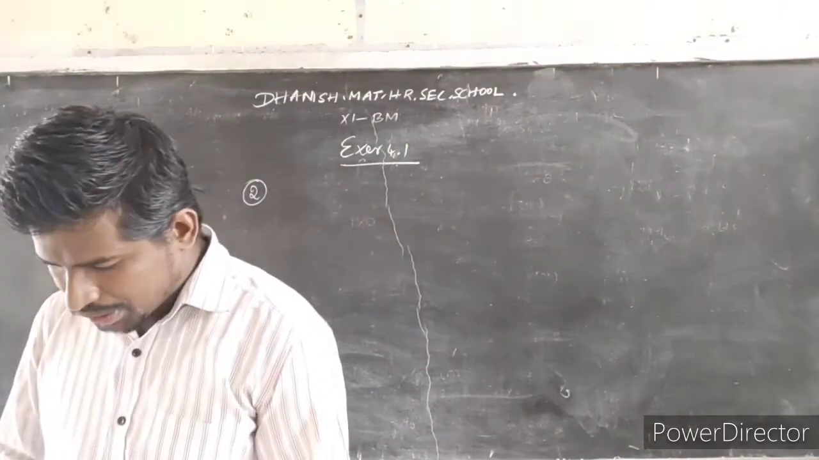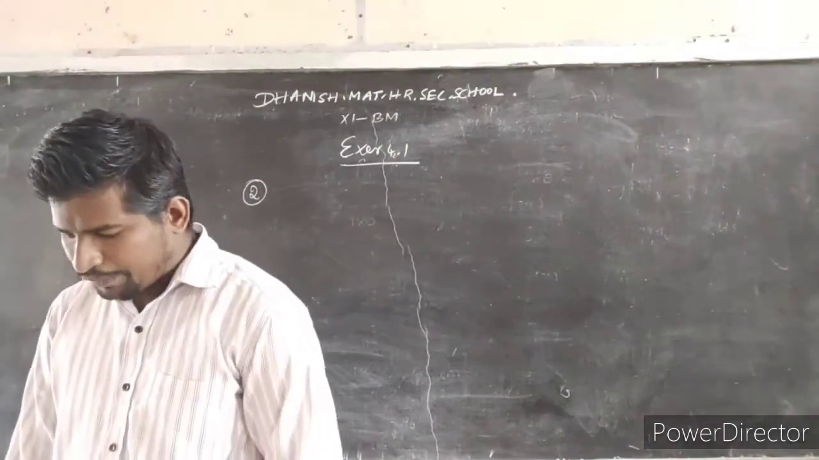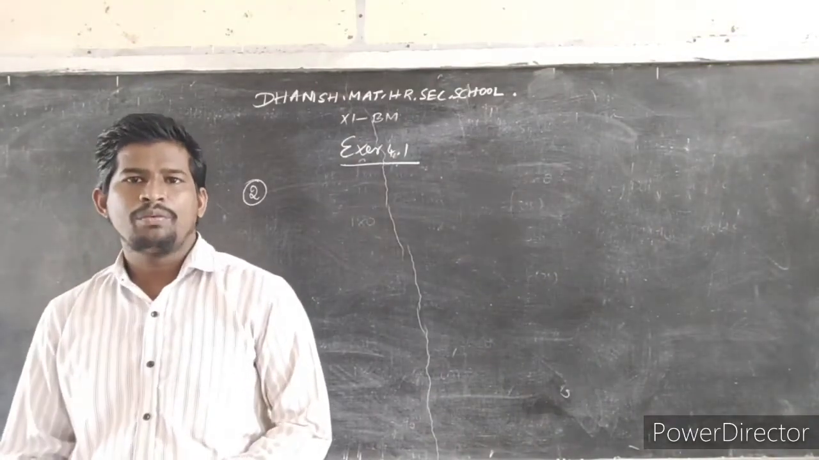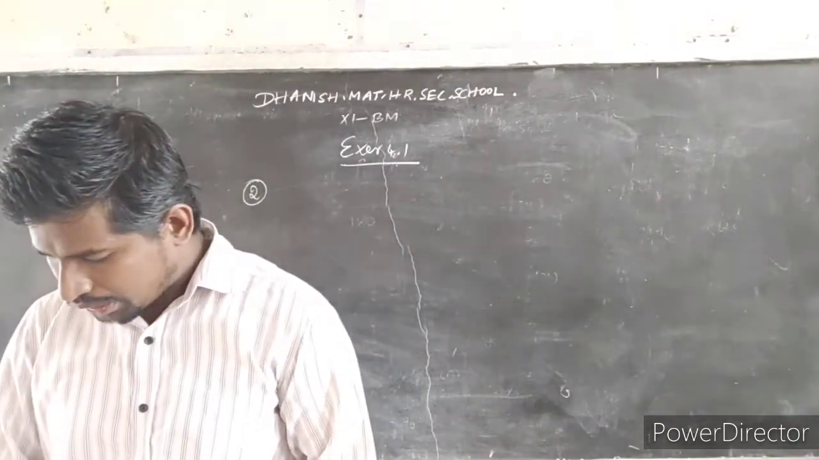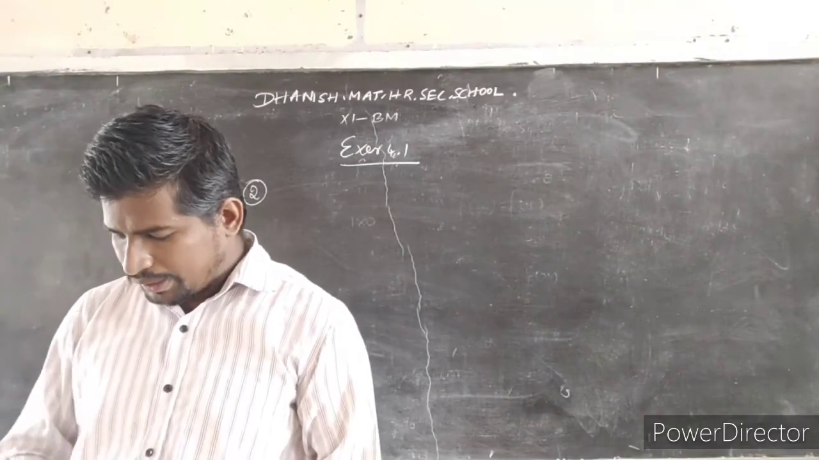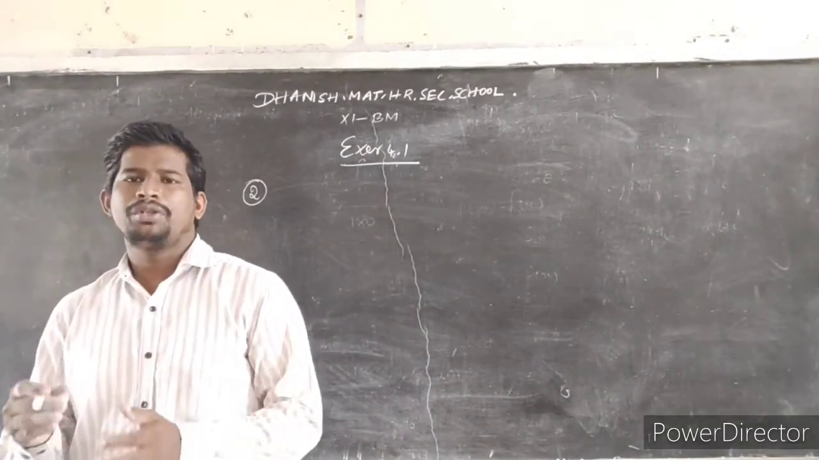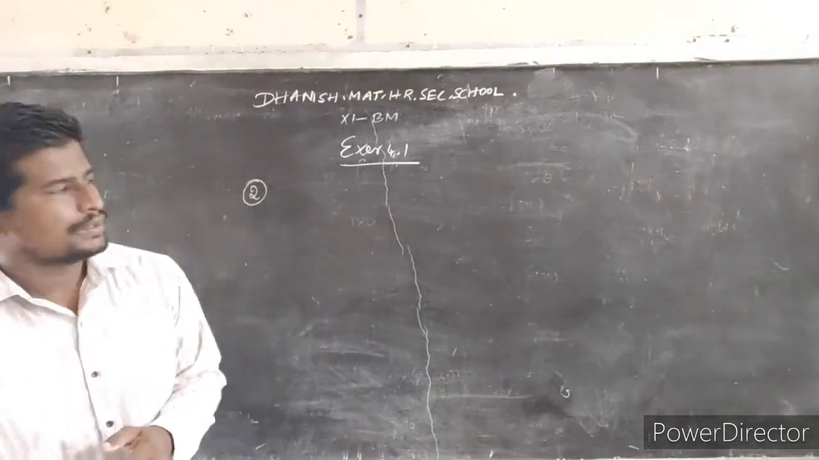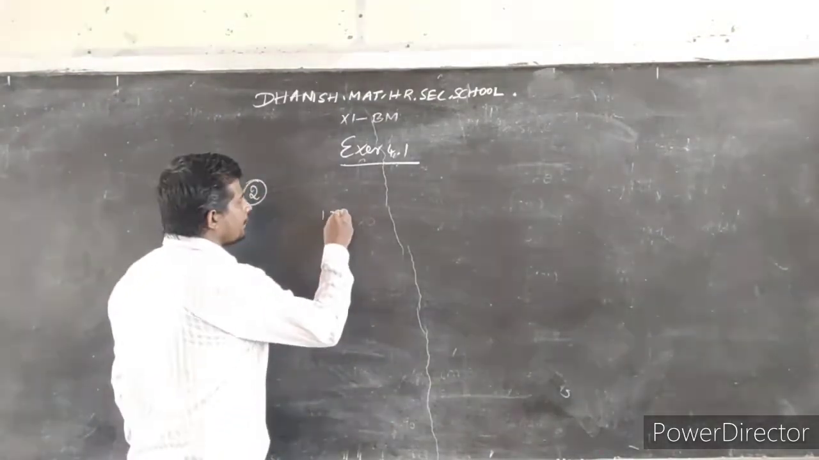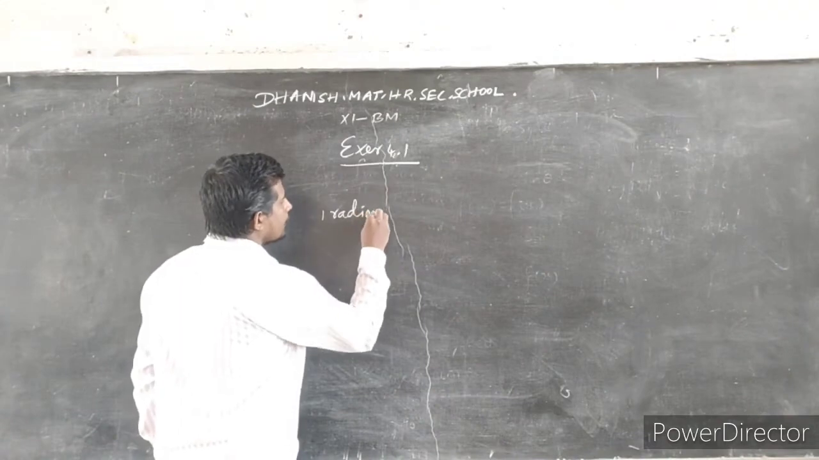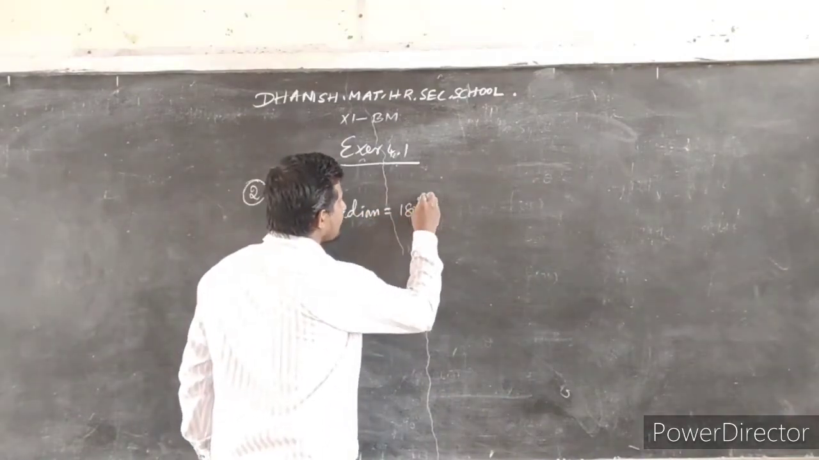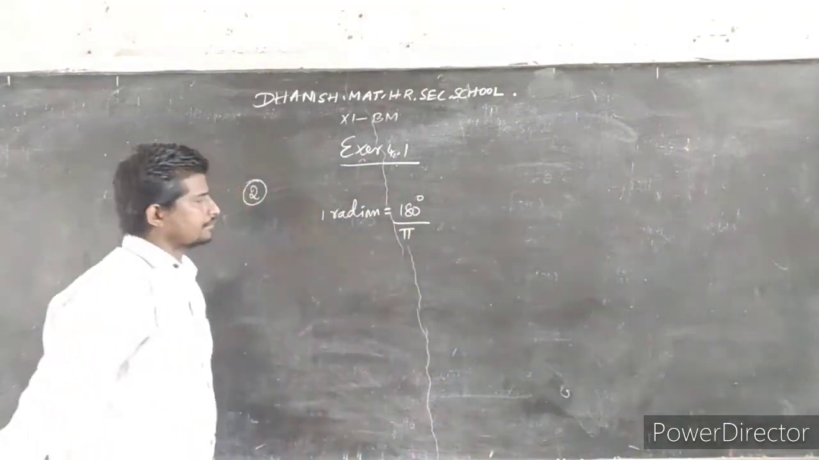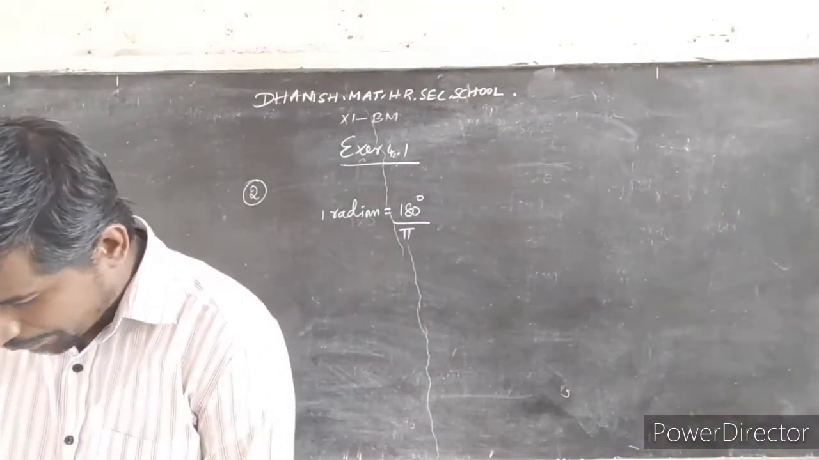Find the degree measure corresponding to the following radians. In the second one, we are going to convert the degree into radian. For that, we should know the relation between the radian and degree. So, 1 radian equals 180 degree divided by pi.